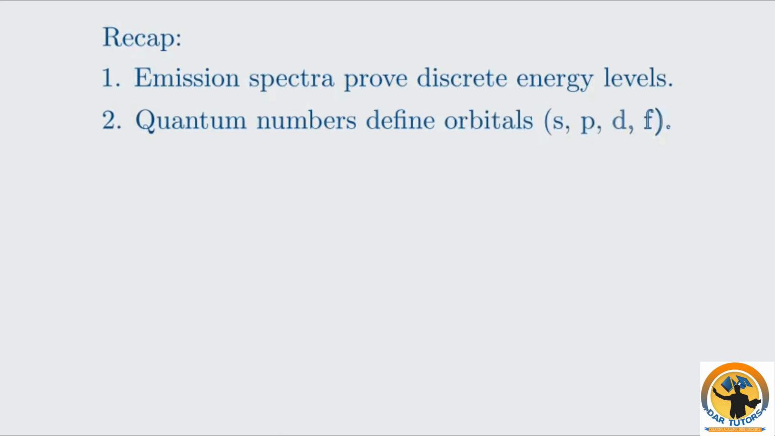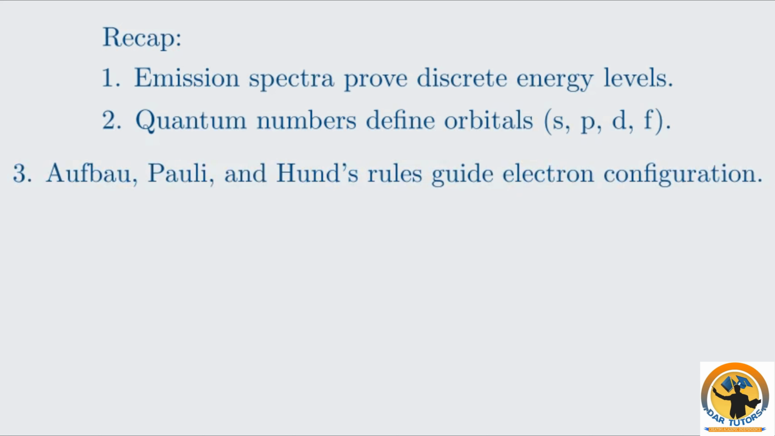Let's recap what we've covered. We started by understanding how atomic emission spectra provide experimental evidence for the existence of discrete quantized energy levels within atoms. By analyzing the convergence limit of these spectra, we can calculate ionization energies. We then moved to the quantum mechanical model, defining orbitals and sublevels, and learning the rules that govern how they are filled. The Aufbau principle, the Pauli exclusion principle, and Hund's rule. We saw how to apply these rules to write electron configurations for atoms and ions.